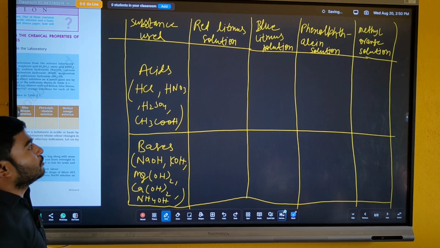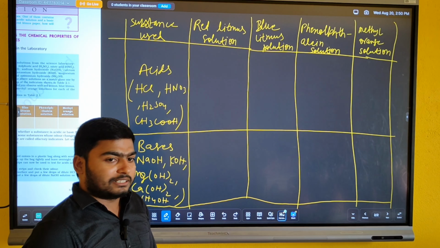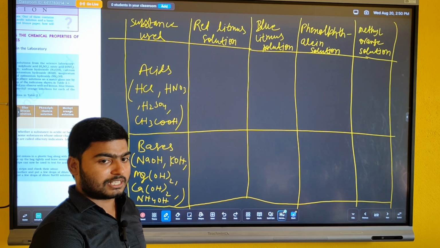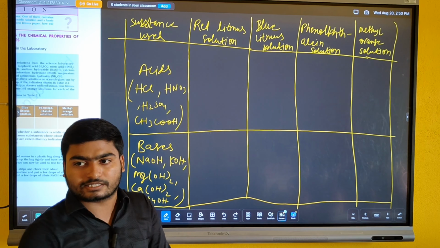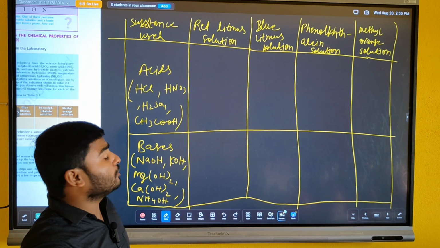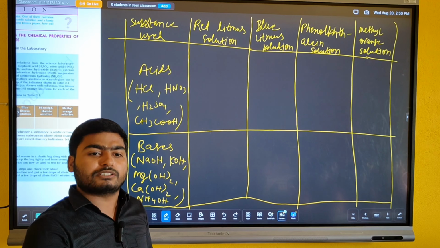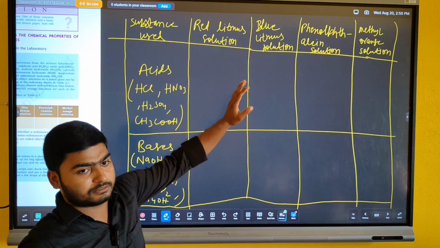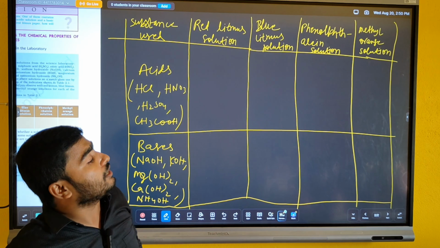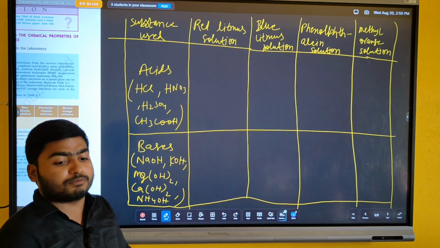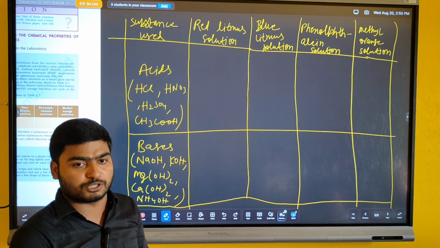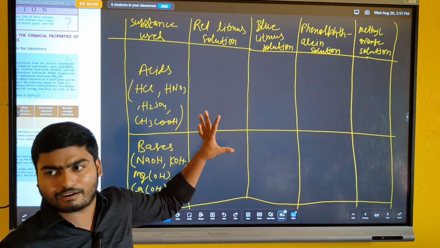So what they are telling you: first you have to put acid in a watch glass, one drop of each acid in a separate watch glass. After that they are telling you to put one drop of litmus solution, one drop of the different colors red and blue, one drop of phenolphthalein and one drop of methyl orange. After that you have to observe what kind of color change you have observed. So this table we have already discussed.